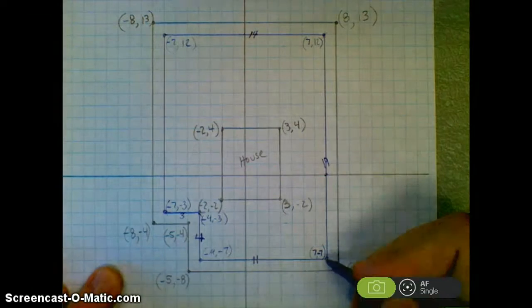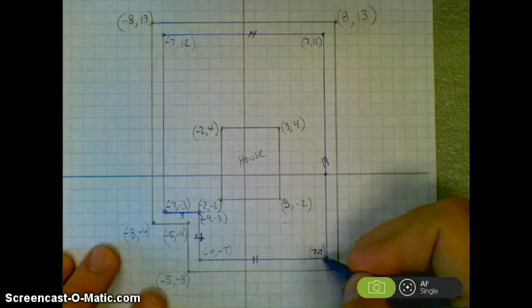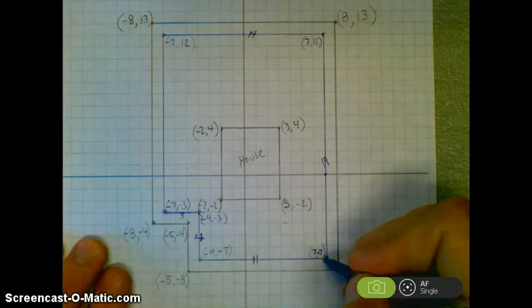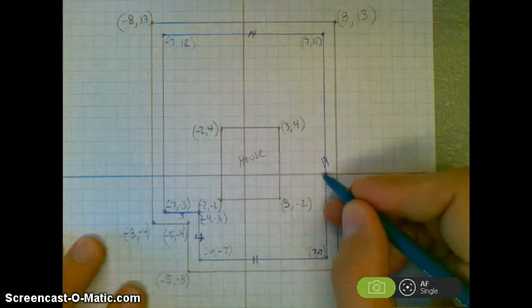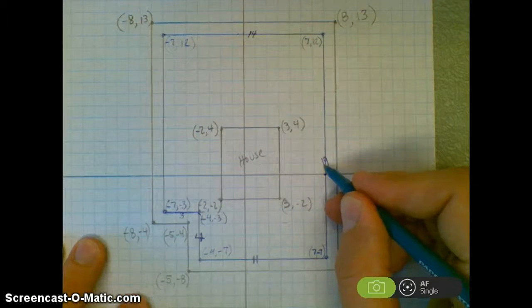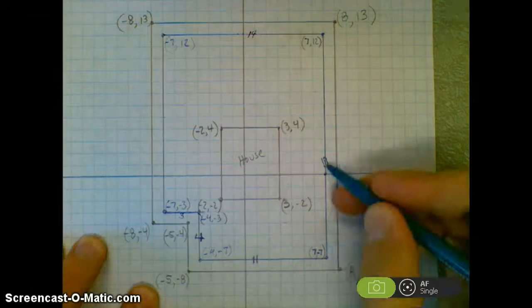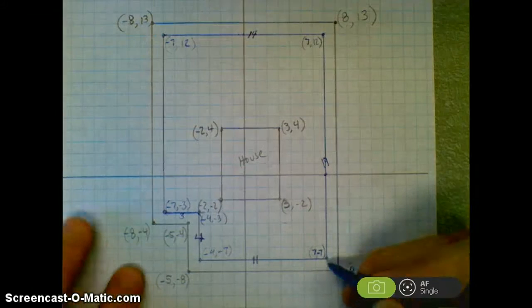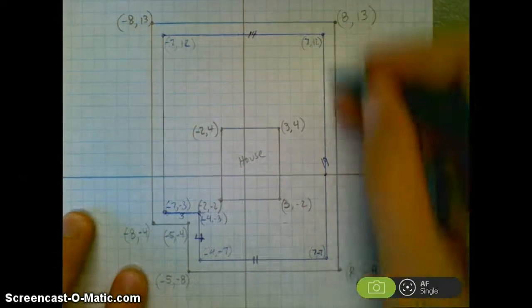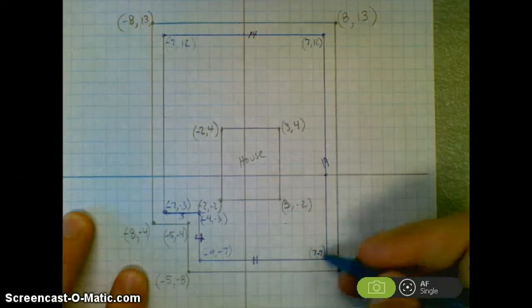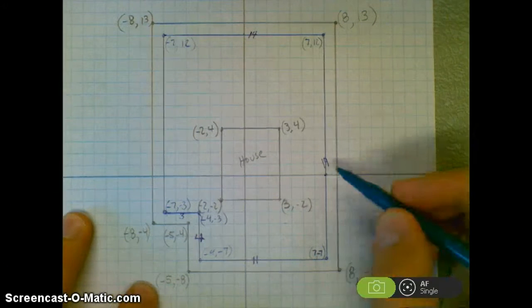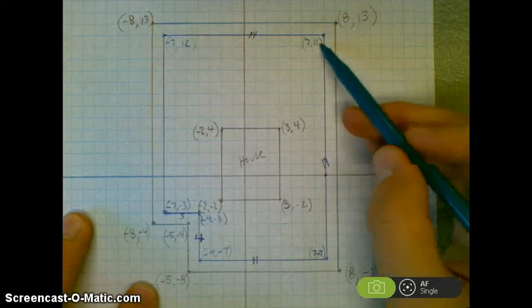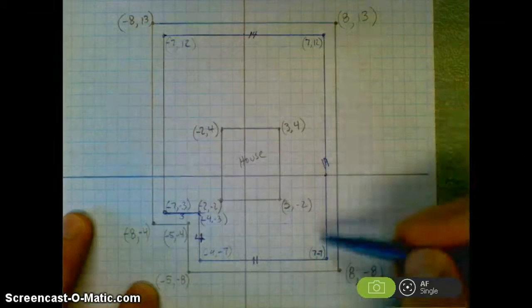irregular shape. So I plotted my points, and I can use those to measure instead of just having to count 1, 2, 3, 4, 5, 6, 7, 8, 9, which you can do, but this is a way to use the concept of absolute value to figure out the distance of each side. So I've got this line. I've already marked that it's 19, but the way that I could find that is to use the y coordinates.